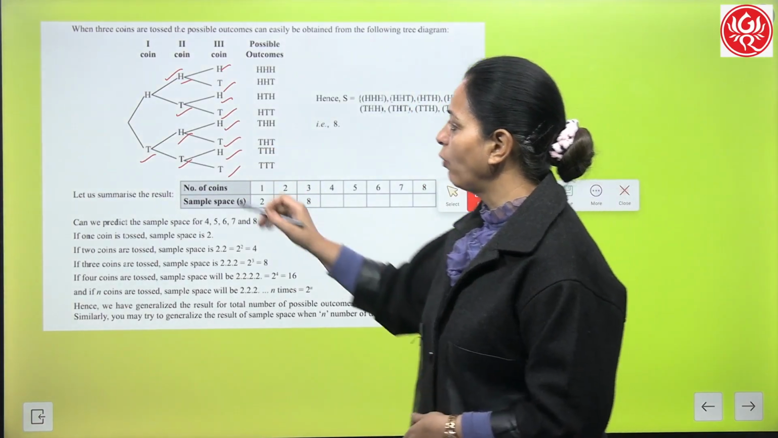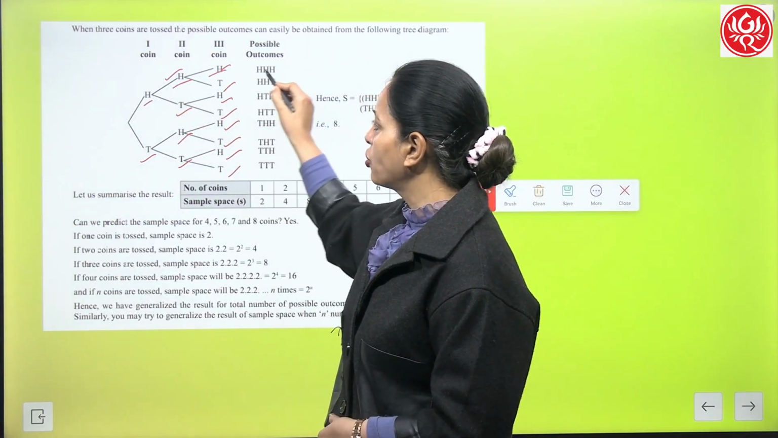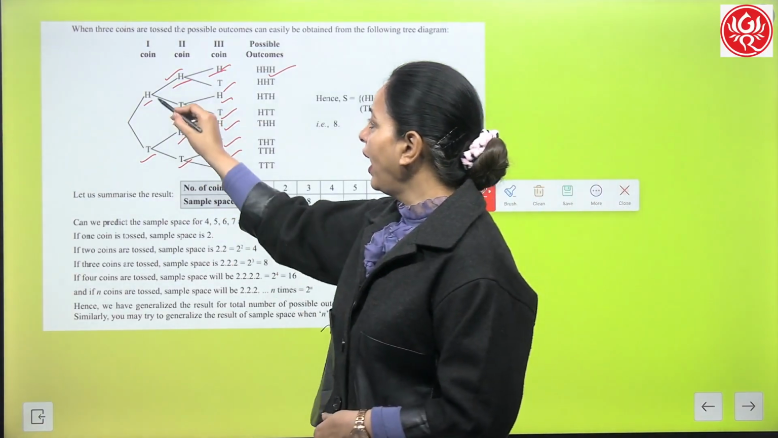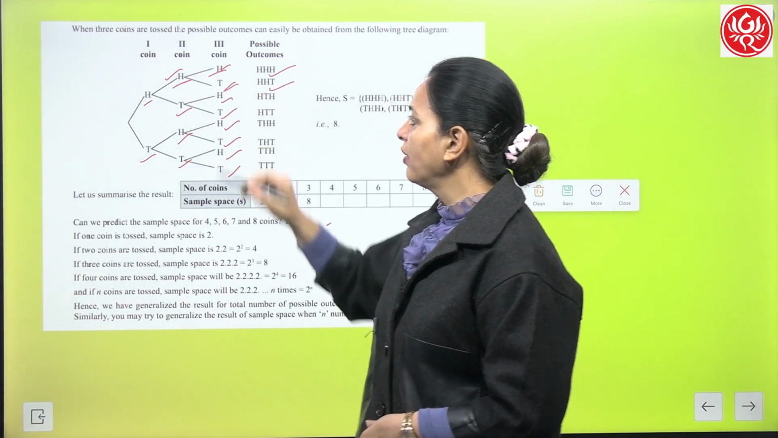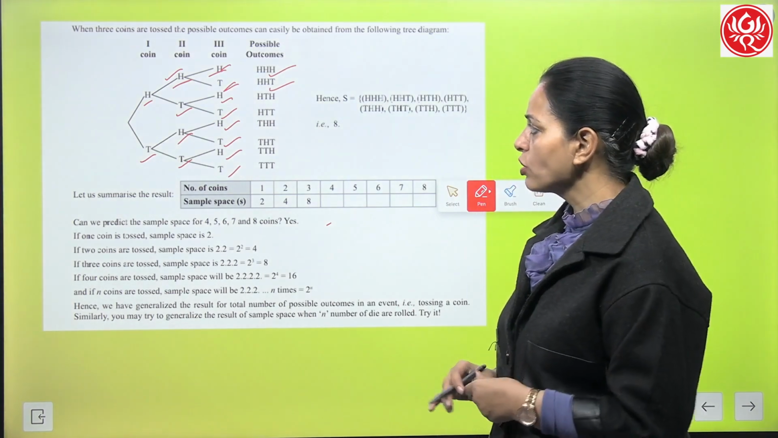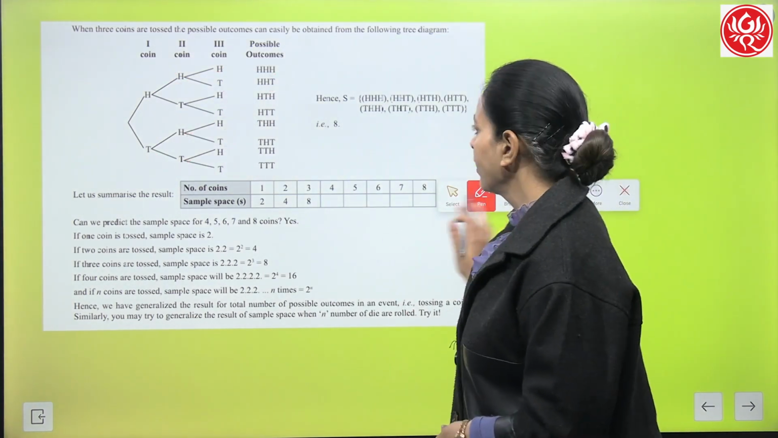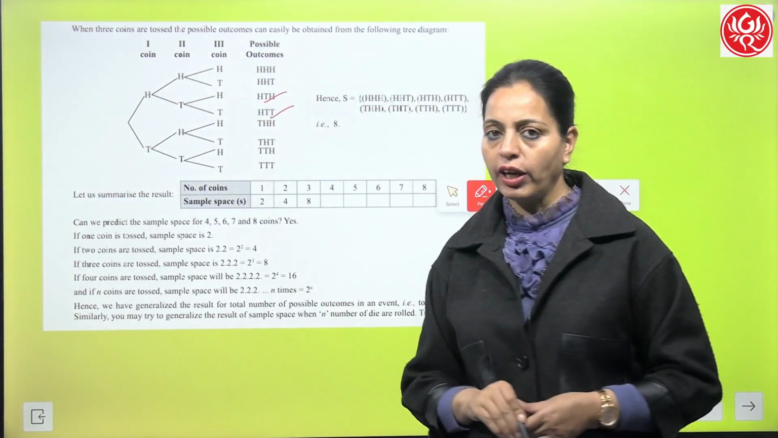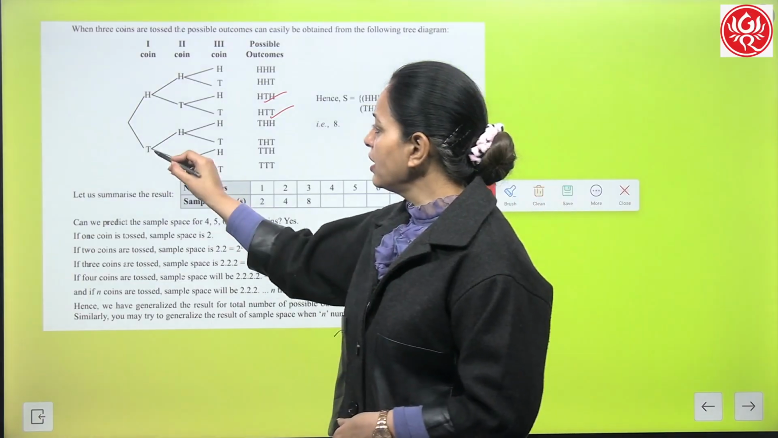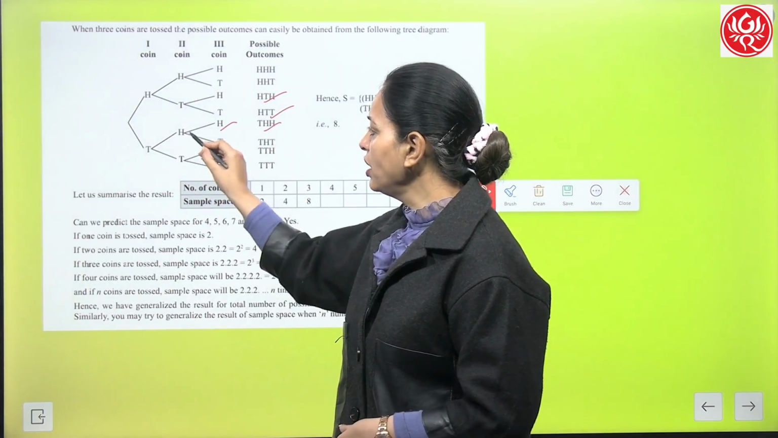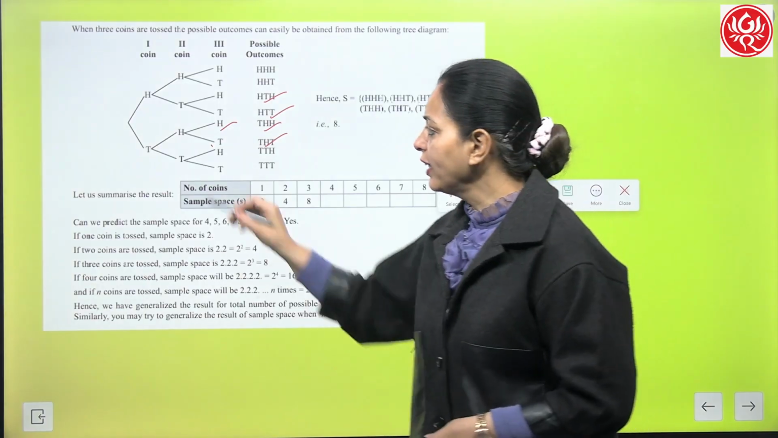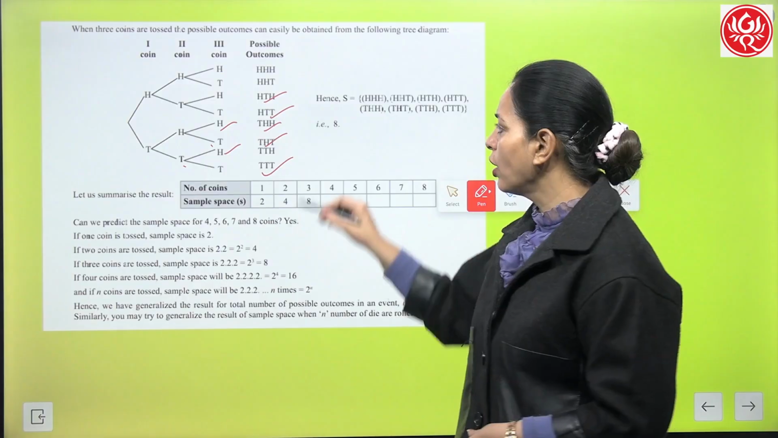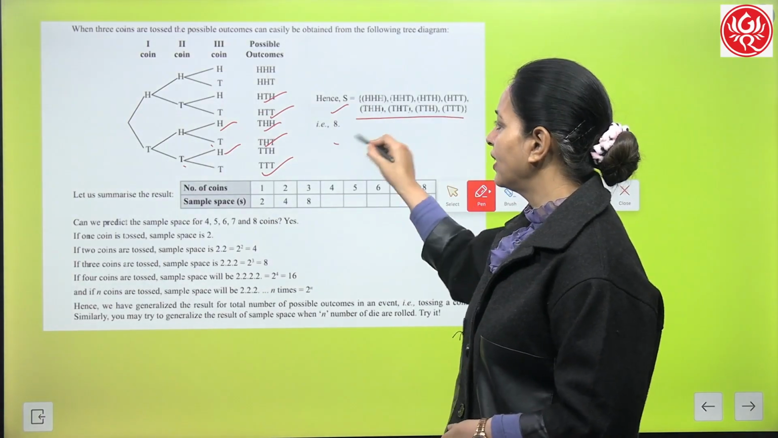So what we are getting? We are getting H, H, H, all three will be heads, and we can get here HHT. This is the possible outcome, right? Or we get HTH or HTT, okay? Or we get here THH or THT, or we get TTH or TTT, right? So total outcomes 8. So we can write like this.